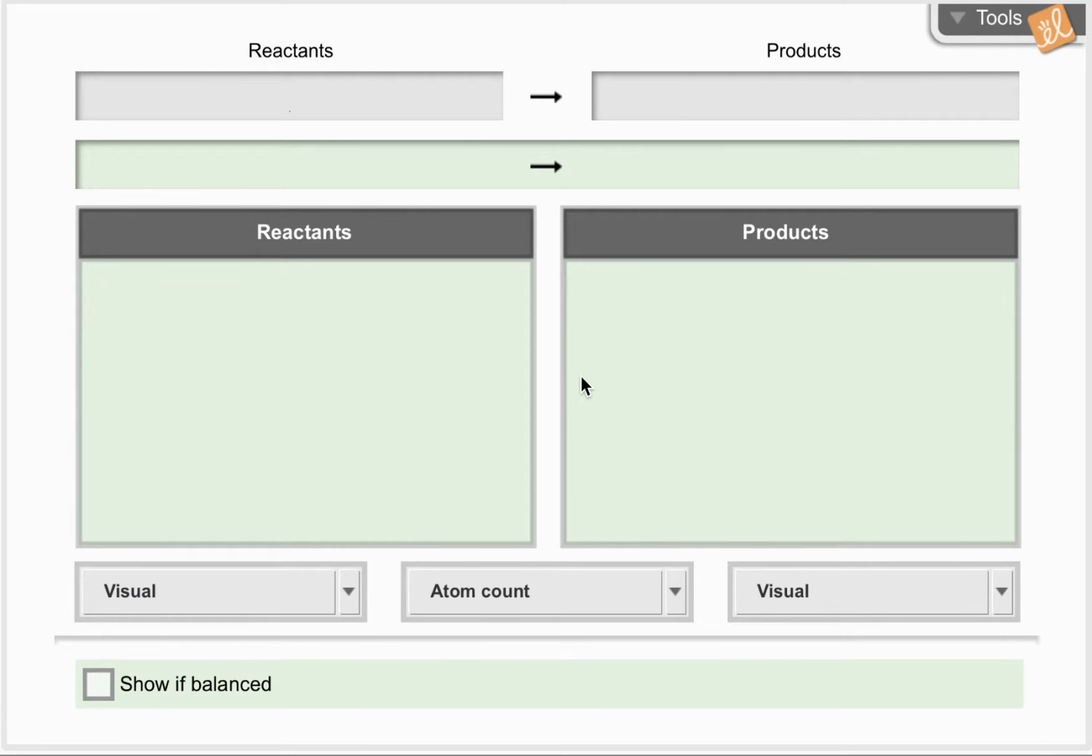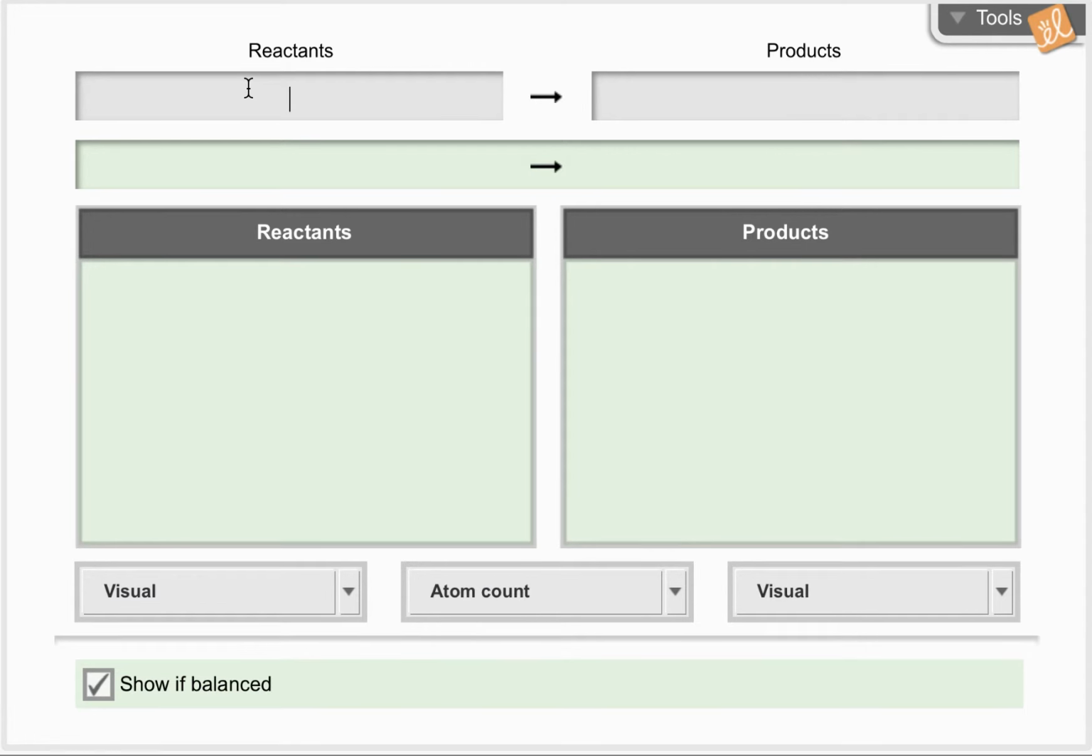This is the chemical equations gizmo. The first thing that I want you to do is click this show if balanced. And right now there are no reactants and no products, so there's nothing to show here. But what that's going to do is show us if we've actually made sure that we have the same atoms on our reactants side as we do on our products side.